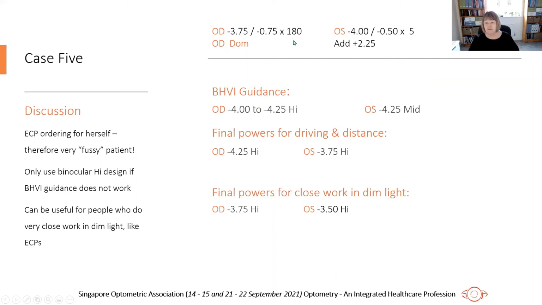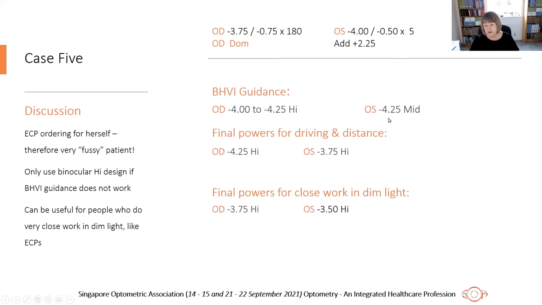This is what the spectacle correction is. This is the BHVI guidance. Again, it's between these two because you've got a 0.75 sphere there. Now, this shows that despite what the guidance says, your patient preference may end up with something different.